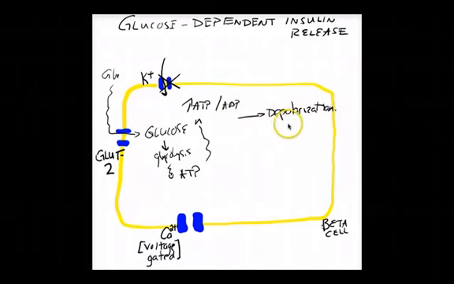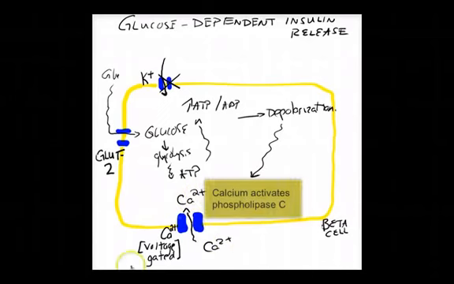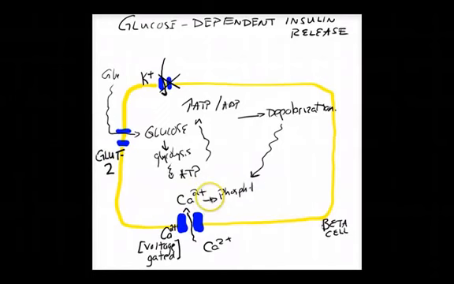Now, once depolarization occurs, the voltage-gated calcium channels are stimulated. Okay, and this causes an influx of calcium into the beta cell. Now, as calcium levels within the cell increase, phospholipase C is going to cleave a membrane phospholipid, phosphatidylinositol 4,5-bisphosphate, into diacylglycerol and IP3.